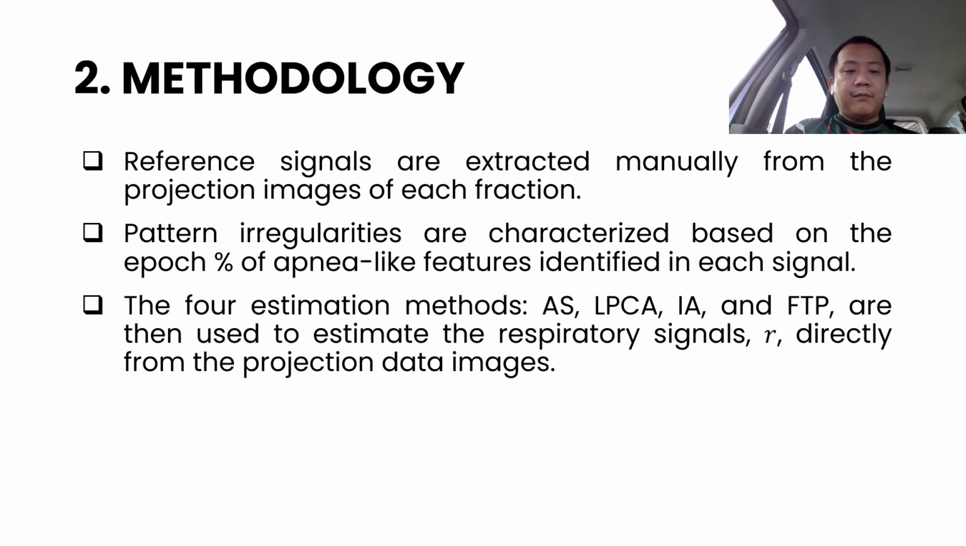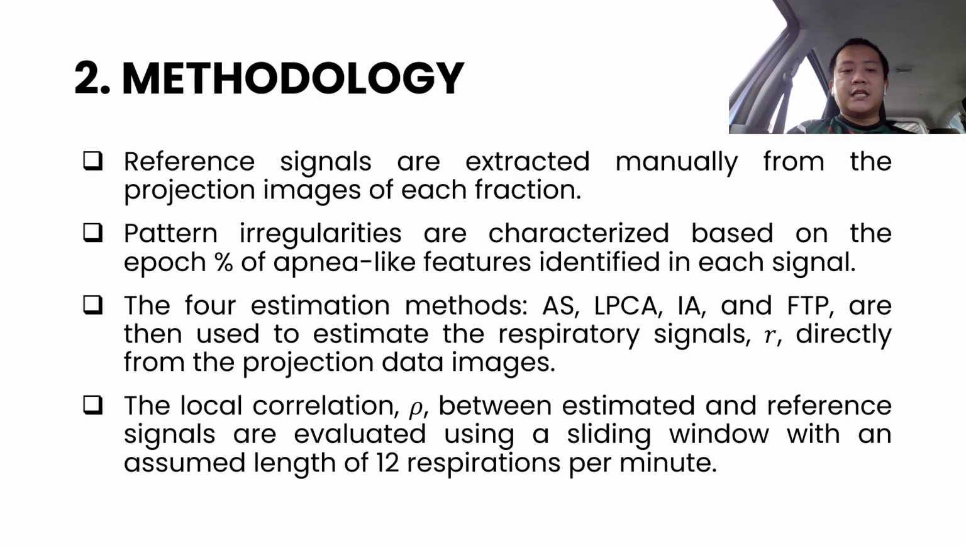Then, the four basic respiratory signal estimation methods: one, Amsterdam Shroud, two, local principal component analysis, three, intensity analysis, and the fourth one is Fourier transform phase methods, are used to estimate the respiratory signals directly from the acquired clinical projection images. Finally, the quality of the estimated signals from all the four methods is assessed by evaluating its local correlation against the extracted respiratory signal earlier.